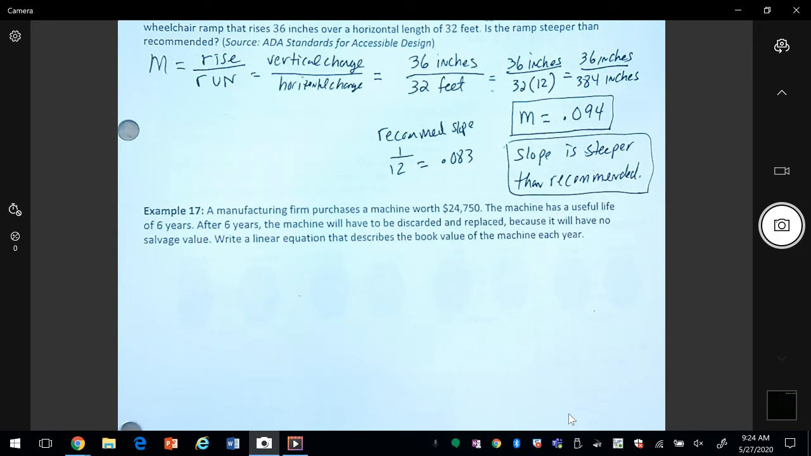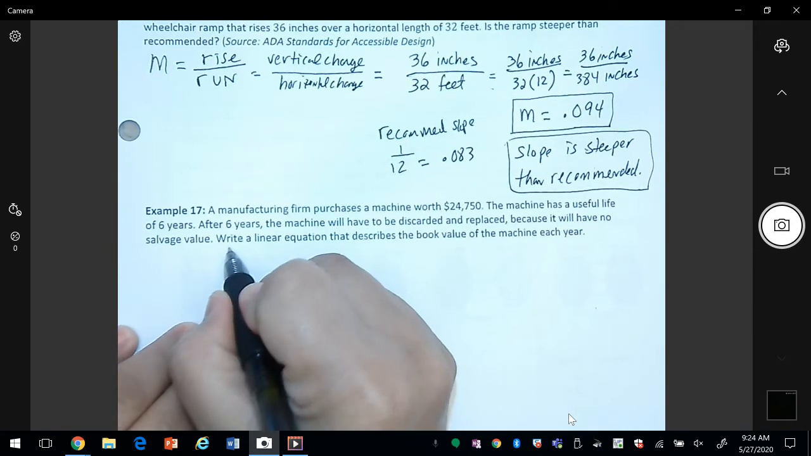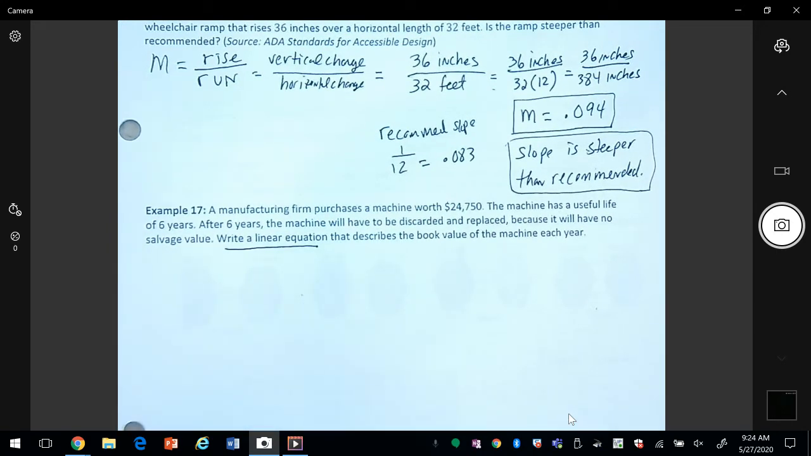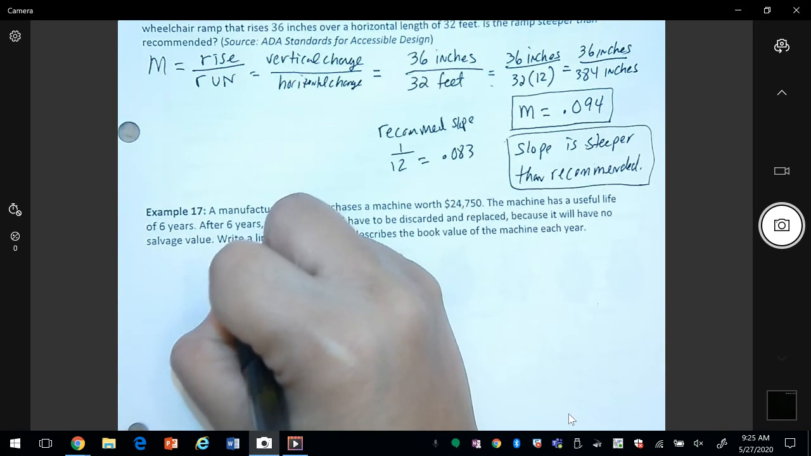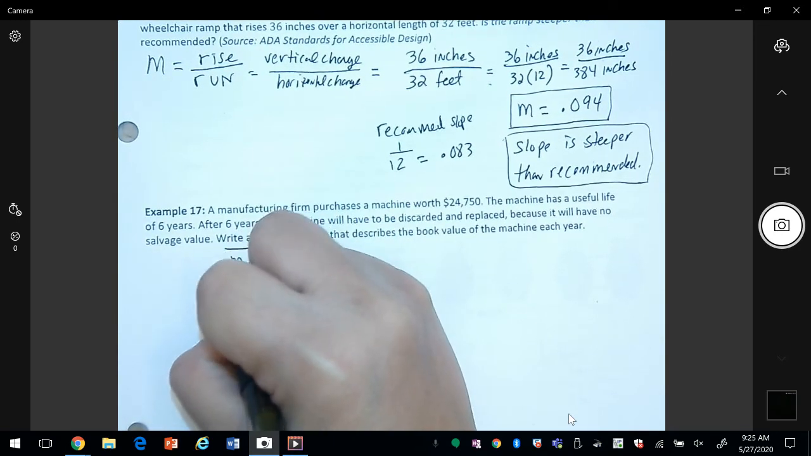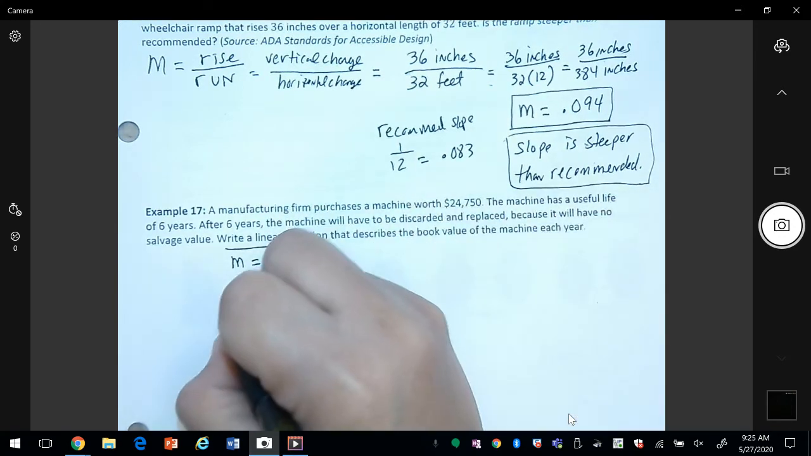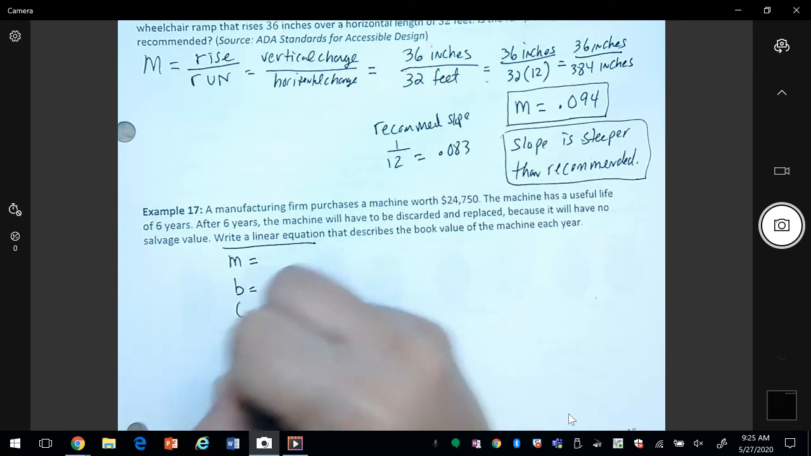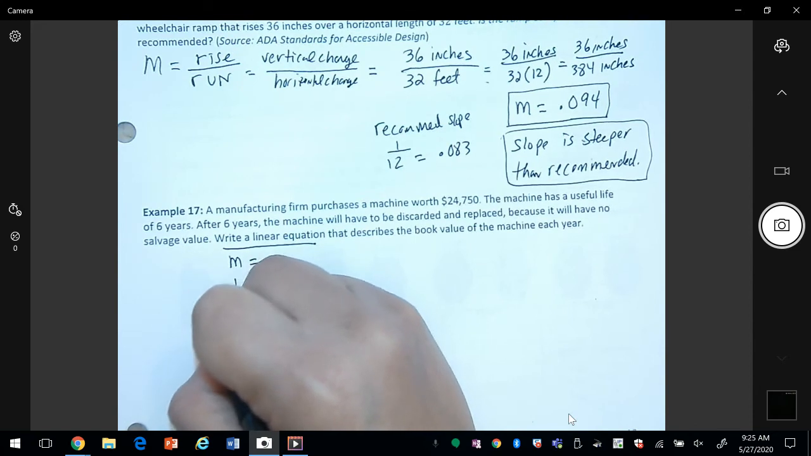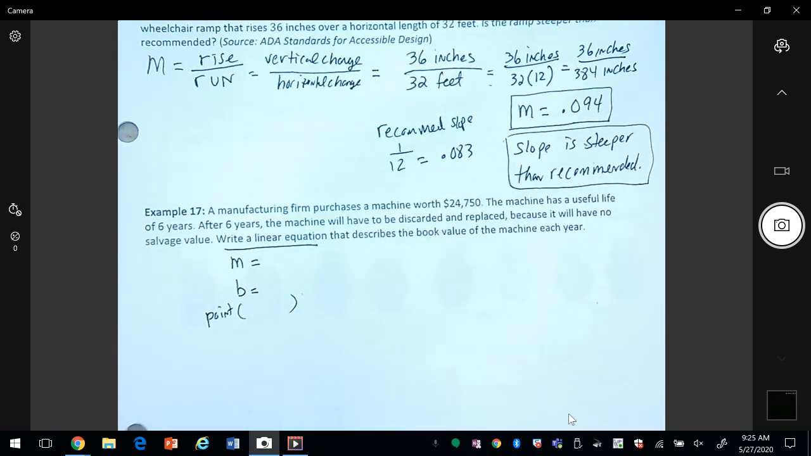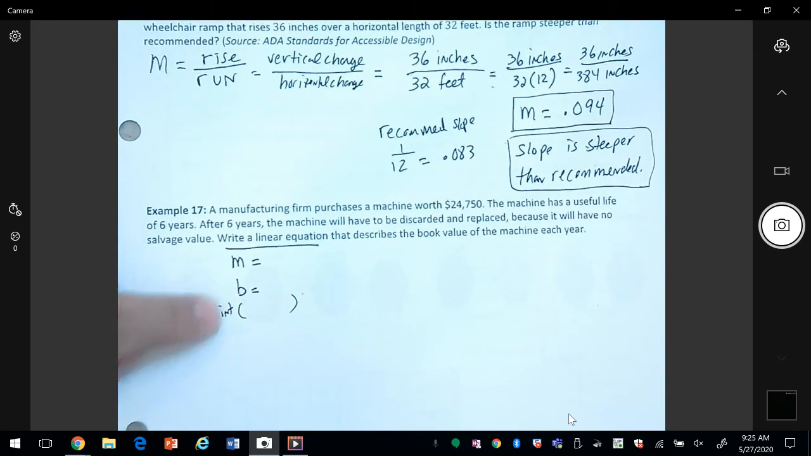So having a word problem sometimes can be confusing. So you want to look for keywords. Your keyword here is write a linear equation. Once you see write a linear equation, that should remind you that in order to do that, we need a slope and we need the y-intercept or just some other point. Okay. So if we have the slope and any of these two, then we can go ahead and write the equation.